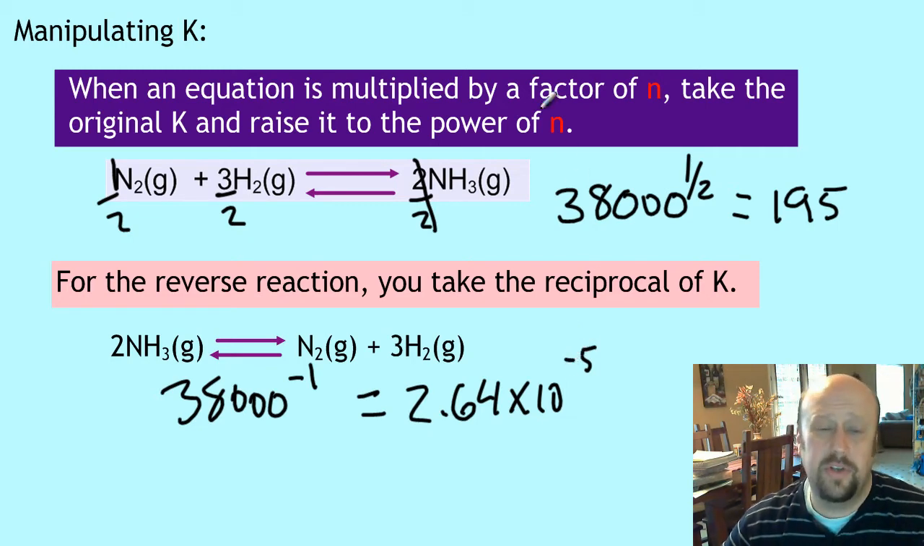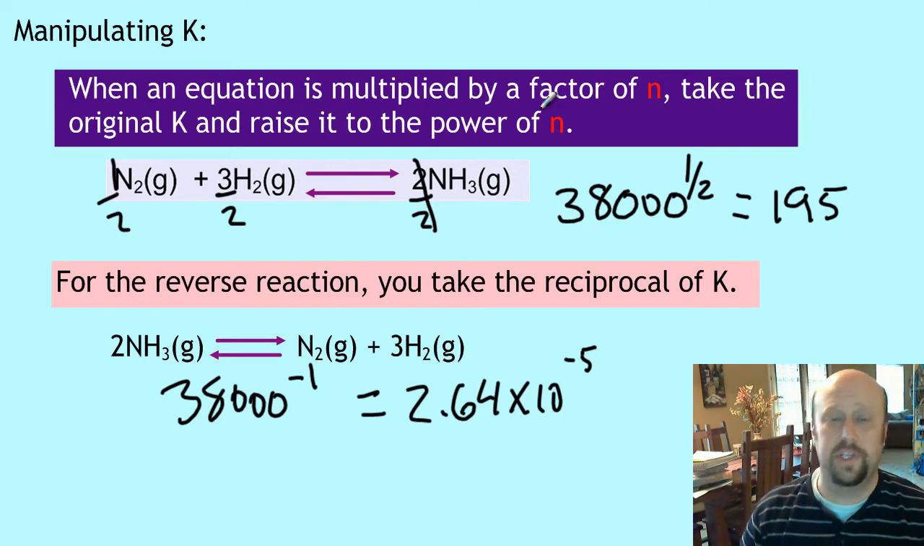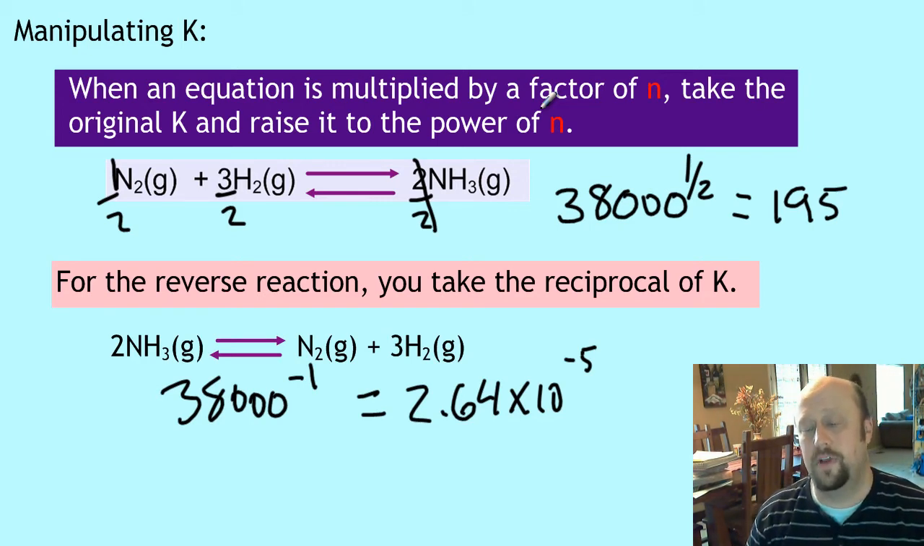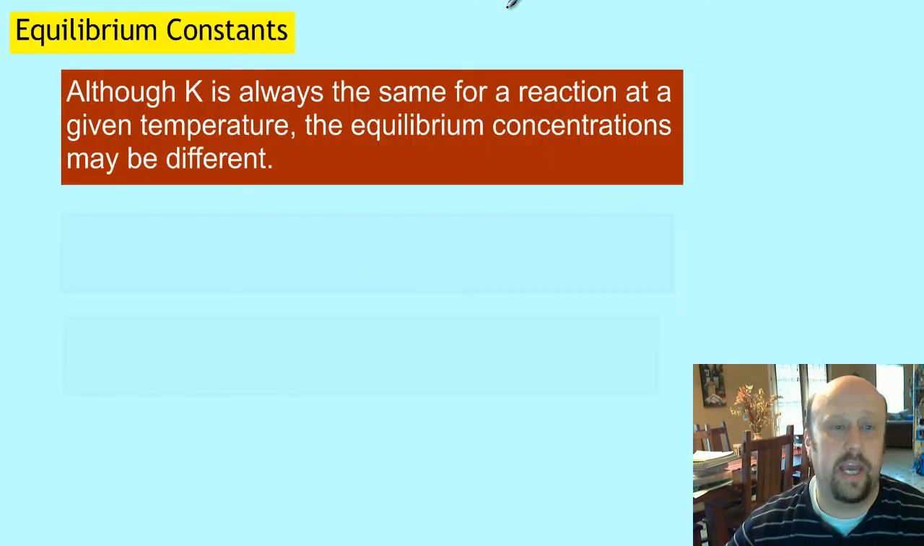Okay, so those are pretty simple. If you got it reversed, you take the reciprocal. If the coefficients are multiplied by some power, you just raise it to that power. Okay, pretty simple, easy way to manipulate K.